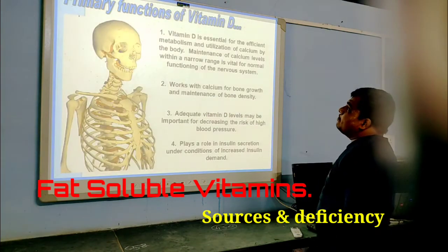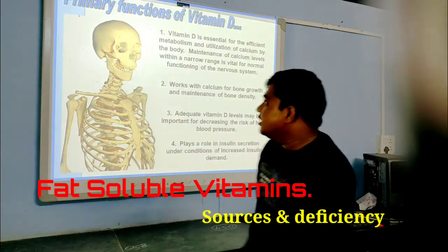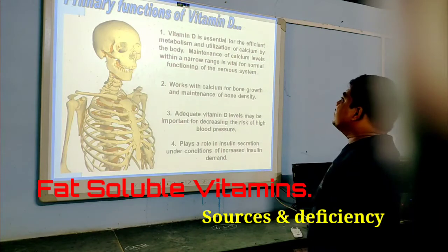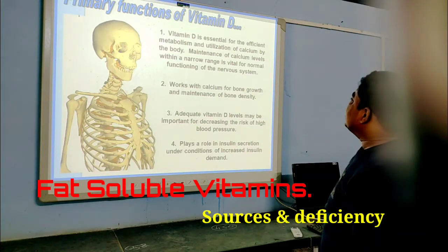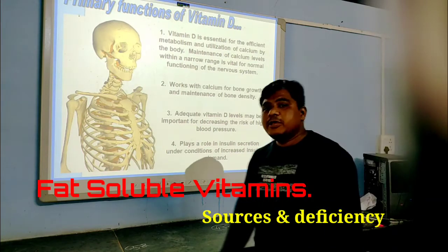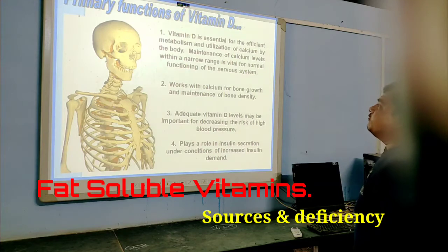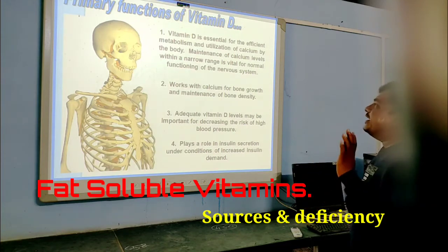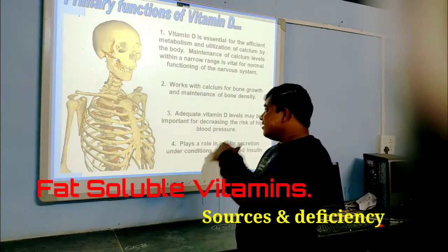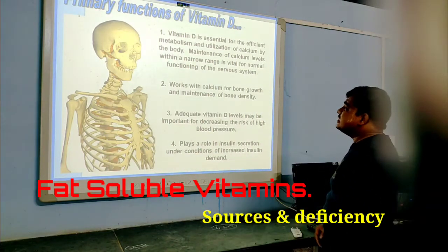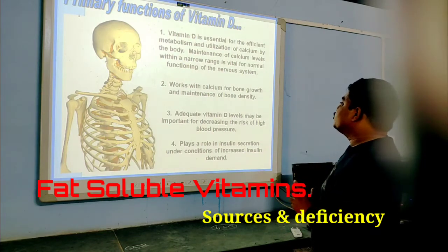Okay, now the primary function of vitamin D. See here, vitamin D is essential for the efficient metabolism and utilization of calcium by the body. Okay, now the maintenance of calcium levels within a narrow range is vital for normal functioning of the nervous system. Okay, the next function of this vitamin D is that it works with calcium for bone growth and maintenance of bone density.